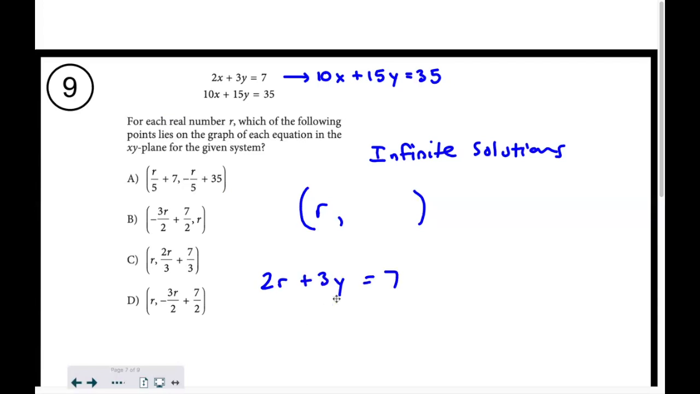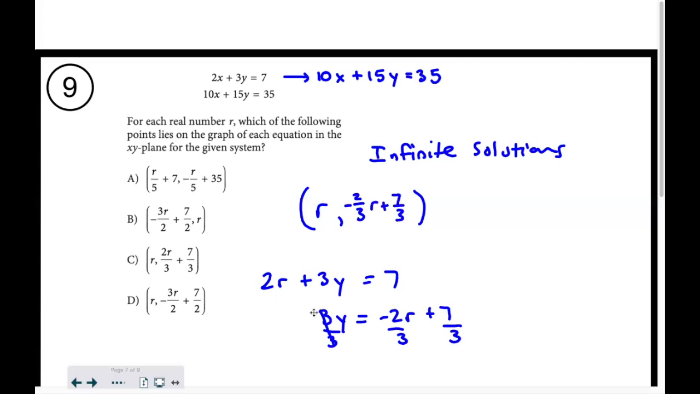And then I'm just going to solve for y. Because I'm going to imagine the x is r, and then I'm going to think, well, what is y in terms of r? So I'm going to just subtract the 2r to this side, and then I'm going to divide by 3. When I divide by 3, I'm going to divide everything by 3. So then what would go here is negative 2/3 r plus 7/3.